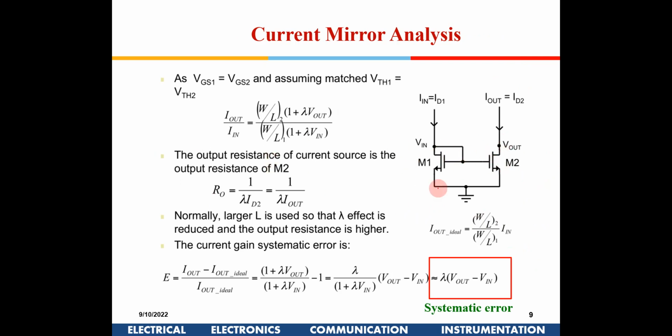Then we saw in this particular circuit there is one systematic error because the VDS is not equal, and that error is (I out minus I out ideal) by I out. If you do that, you will get lambda into (V out minus V in), right? So this is V in and this is V out. They need not be the same, so you will have some error.